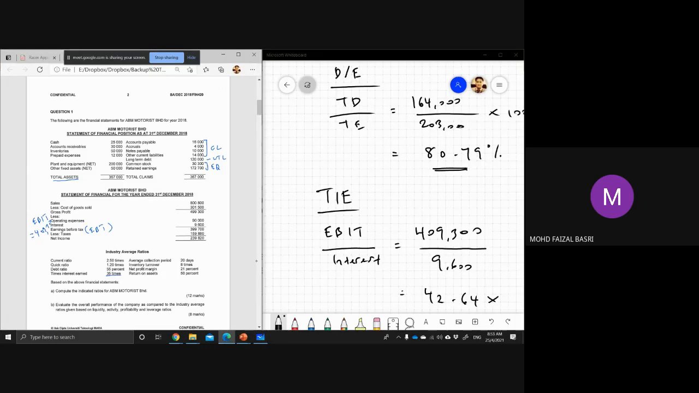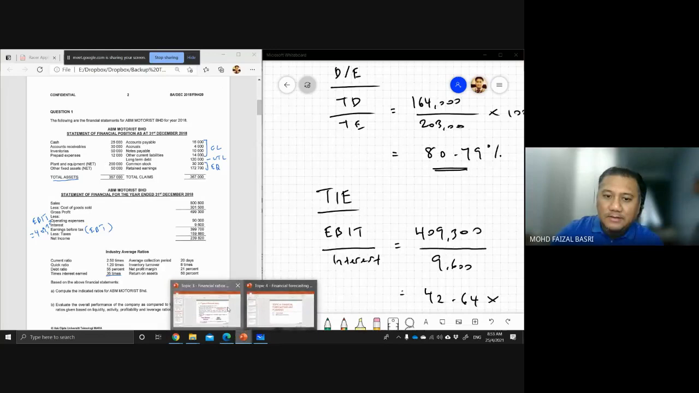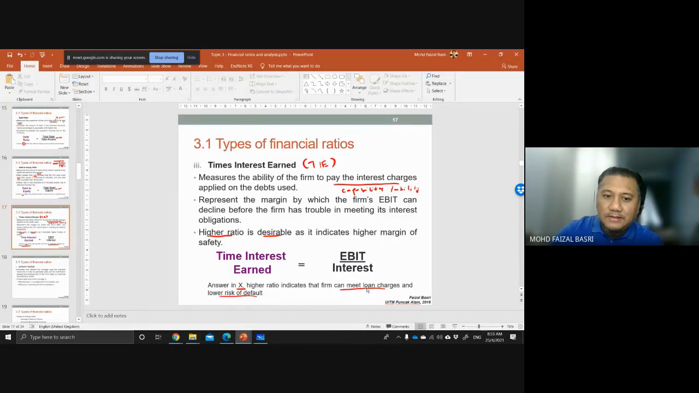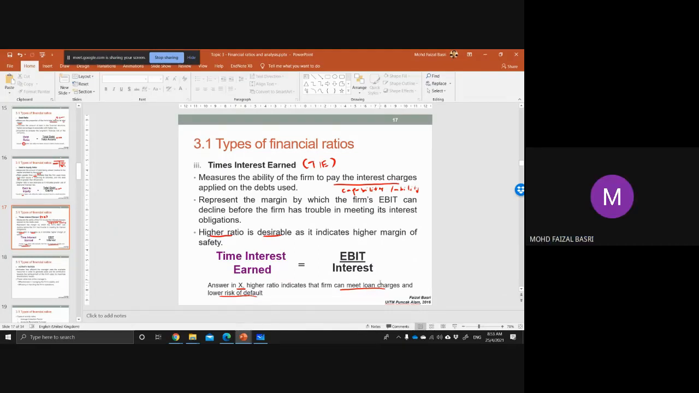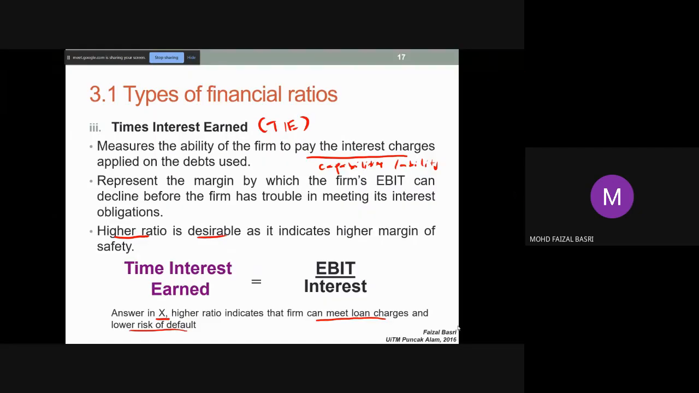Again, like I said, times interest earned, the higher the better. So this indicates that this company, ABM Motorist, has a better times interest earned as compared to the industry average, which indicates that the company can meet the loan charges and has a lower risk of defaults as compared to the industry average. Okay, so make use of this statement to analyze. Right, so that's our final ratio under the leverage.